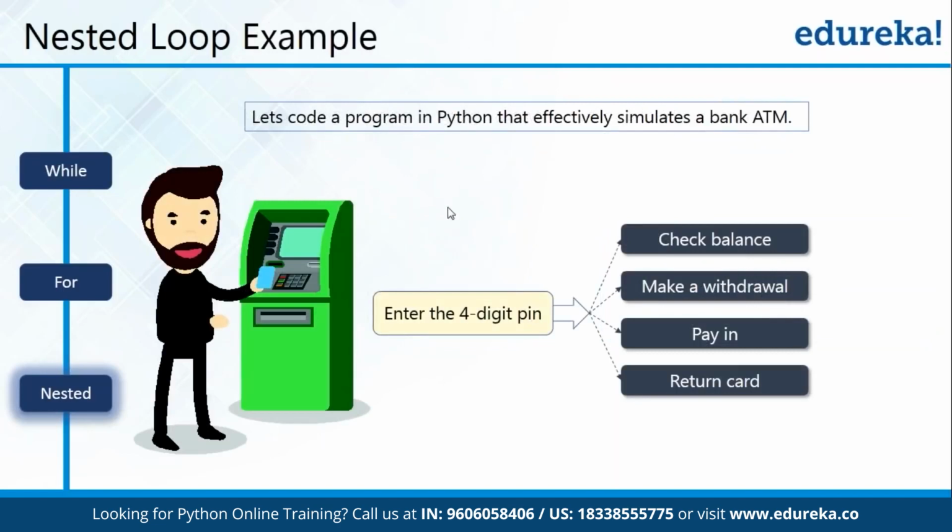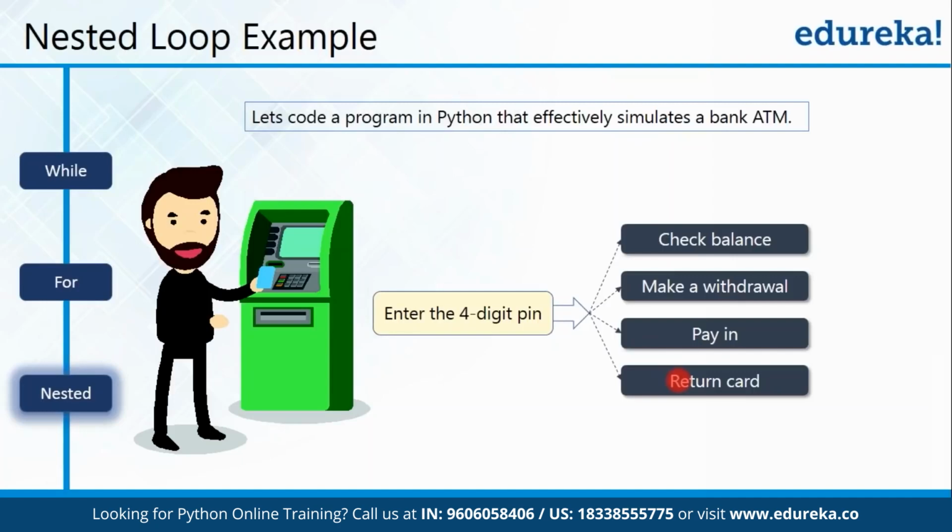Now over here I'm going to write code to simulate a bank ATM. For that I'm going to use a nested while loop. First you need to enter the 4-digit PIN, and then you can perform the following functions. You can check the balance, make a withdrawal, deposit some money, and if you don't want to do anything, you can tell the machine to return your card as well. So let me show you how it is done.